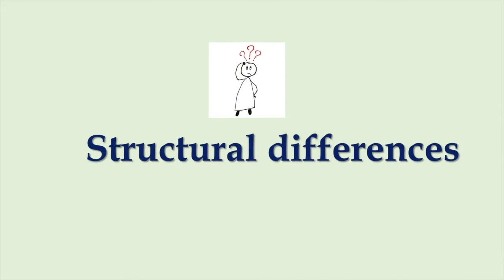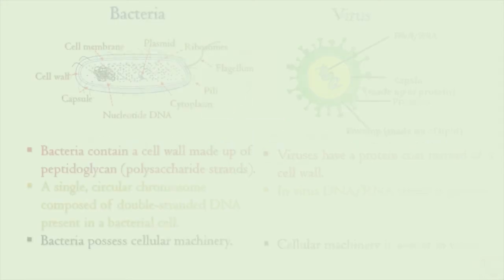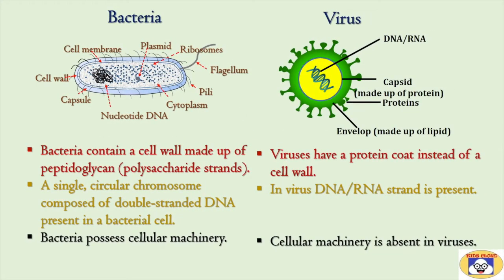In our previous videos, we learned about the structures of a virus and a bacterial cell. So structurally, there are a lot of differences between these two. Let us see these structural differences. The structures of a bacterial cell and a virus are shown here. Bacteria contain a cell wall made up of peptidoglycan, which are polysaccharide strands. But viruses have a protein coat instead of a cell wall.